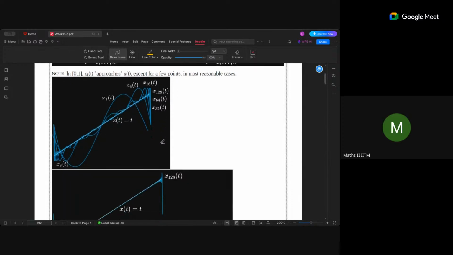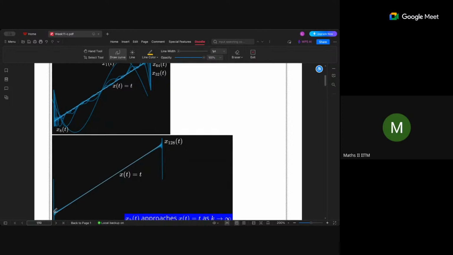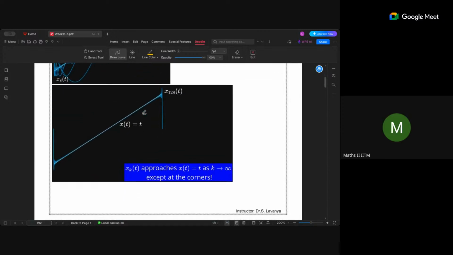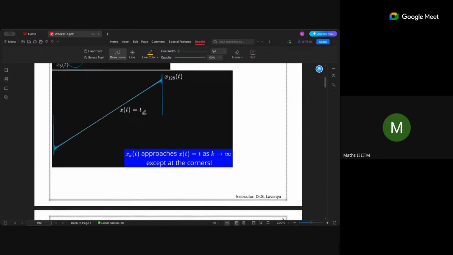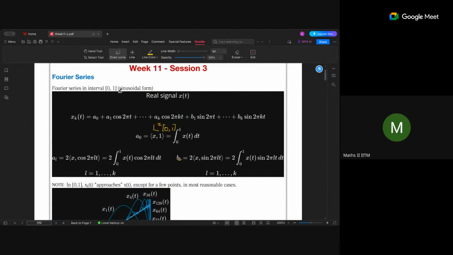When k is equal to 128, you see the values are very close to x of t equal to t. Only at the end points they are not coming closer, but otherwise they are going very close to the line x of t equal to t. So here you see that xk of t approaches x of t as k tends to infinity. Fine. So this is the Fourier series in the interval 0 comma 1.